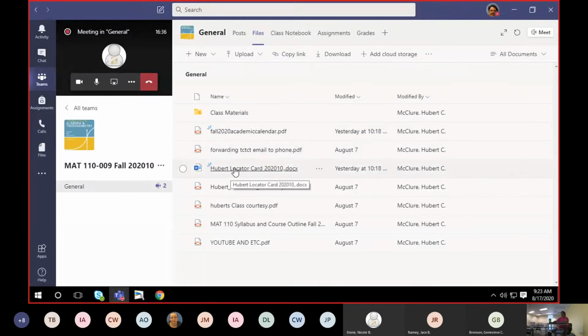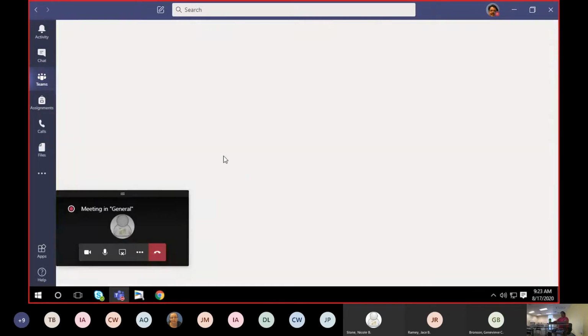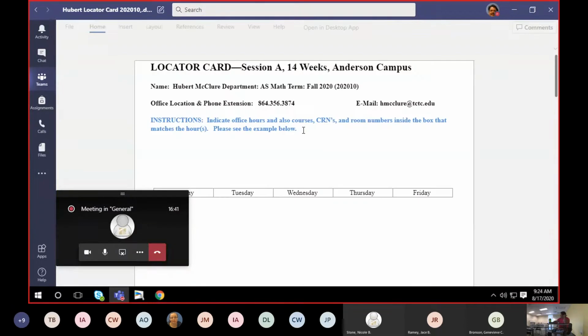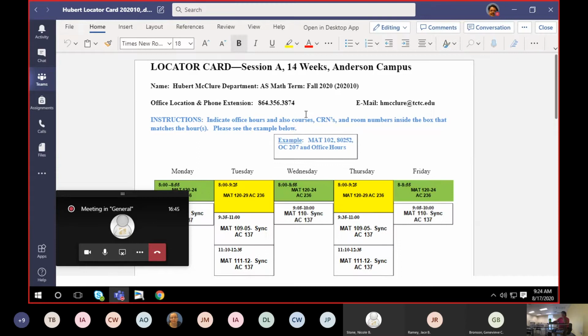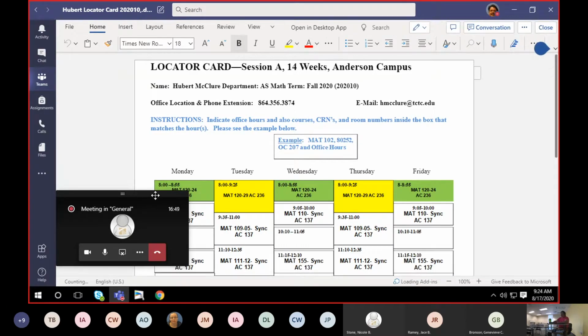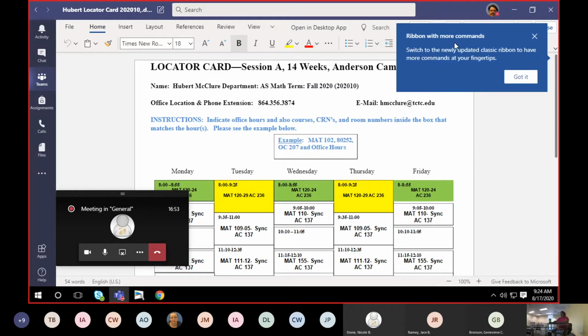Here's my locator card. That shows you when I have class. Now I'm going to tell you, like I told my first class this morning, I've got a problem.